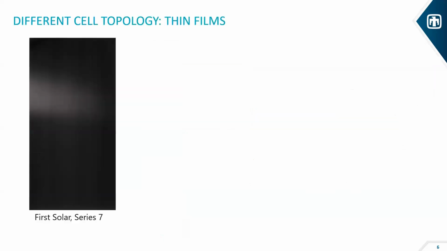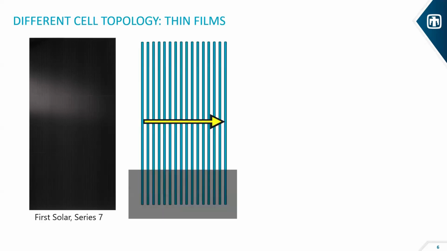But not all modules look connected in series like that. Here we have the First Solar Series 7 thin film cells. If we look at the architecture of these, we see they have these extremely long cells. One cell is the entire length, whereas before we had these discretized cells. So if we even have shading at the bottom, all the different cells are going to be illuminated the same. That means the IV curves are going to look the same, so there's going to be no mismatch losses in this case.